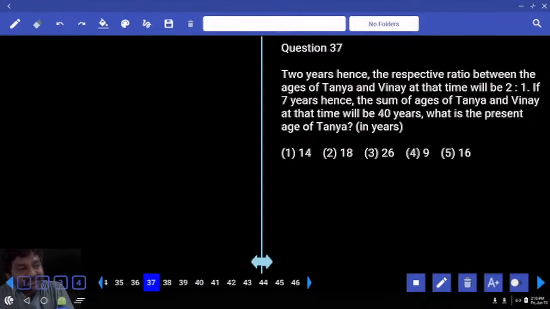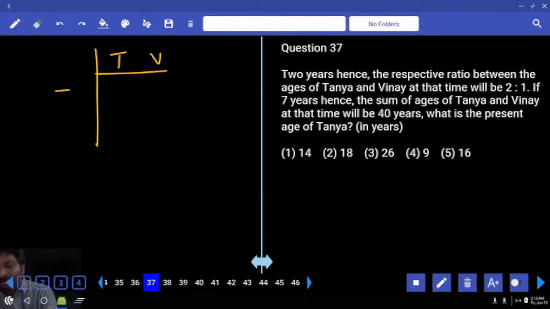2 years hence, the respective ratio between the ages of Tanya and Vinay at that time will be 2:1. If 7 years hence, the sum of the ages of Tanya and Vinay at that time will be 40 years. What is the present age of Tanya? Okay. Tanya and Vinay both are there. We were given the ratio after 2 years, the ratio we know. And the sum we were given as 40 years.